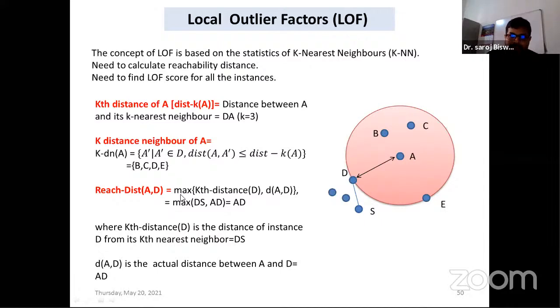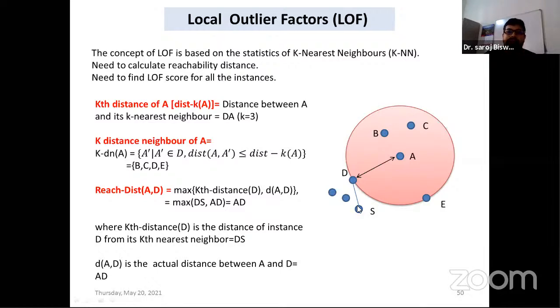So how can we find this? Max of the kth distance of D. What is the kth distance of D? Here I have defined that the kth distance of D is the distance of instance D from its kth nearest neighbor. In this example, we have taken the value of k equals 3. So if we find the kth distance of D, which one will come? From D, try to find the nearest distance. This one can be the first nearest neighbor, or this one; you can take any one of them. So this is first, this is second, and this is third.